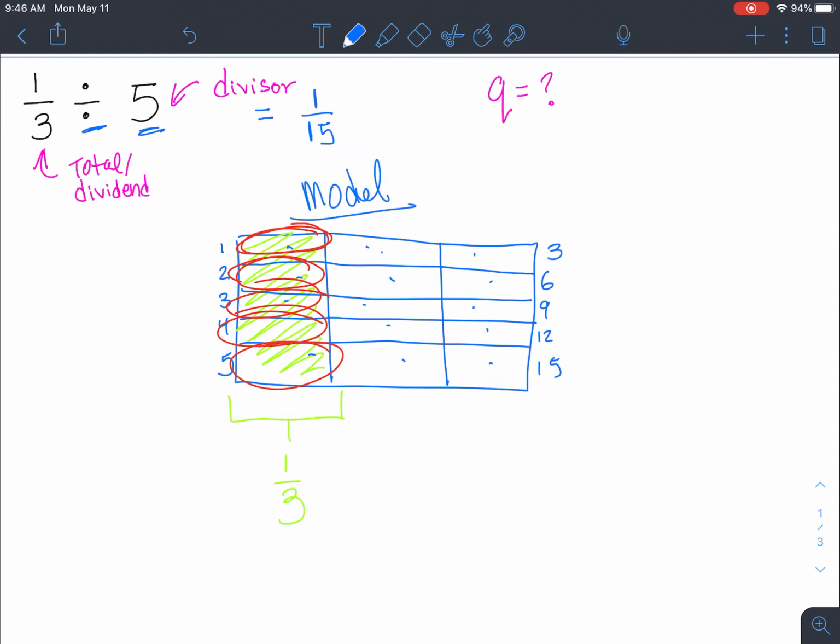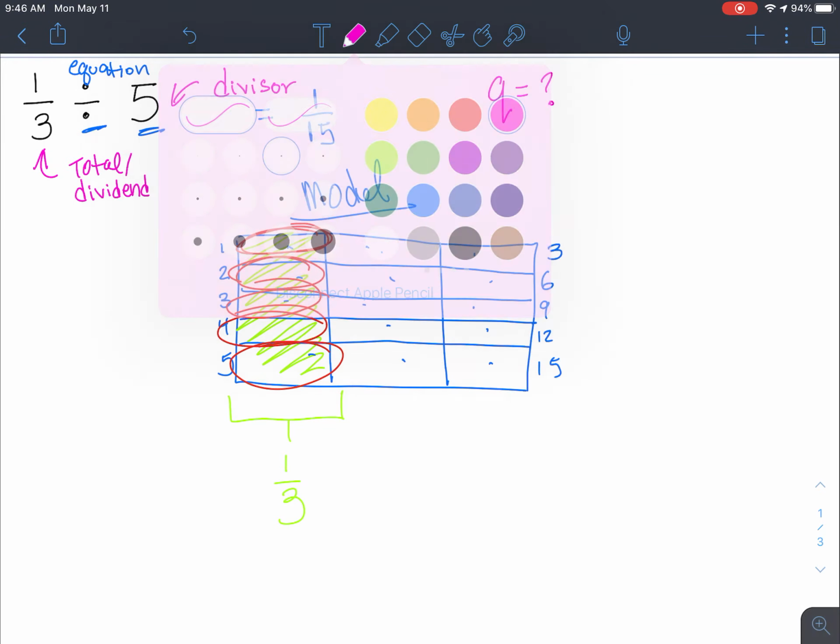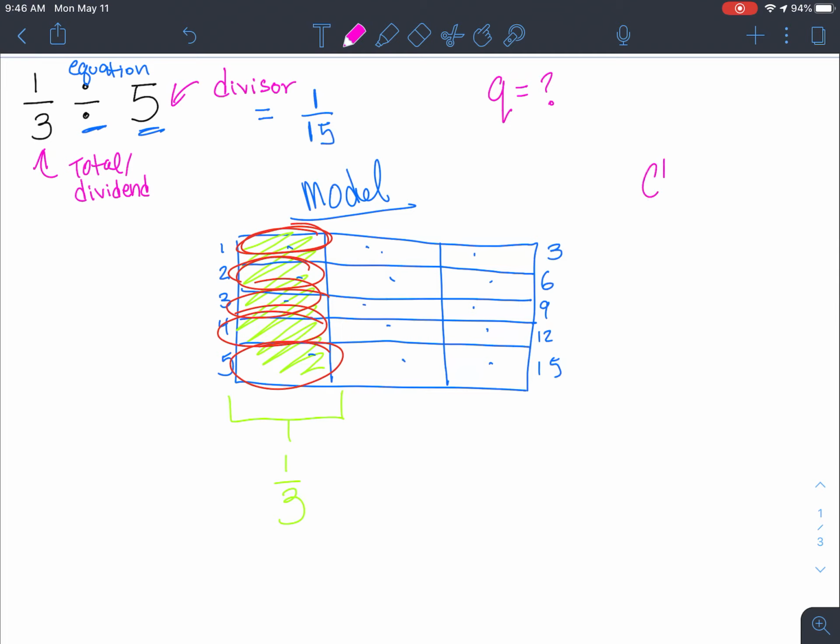I have my equation over here. I have my beautiful model. I feel like there's one last thing I need to do to make this a perfect example. What am I missing? That's right, I'm missing a check step. Remember, your check step is so important, especially because this is new material and we want to make sure we're getting the right answer each time. Plus, it gives us some extra practice with using multiplication and fractions.